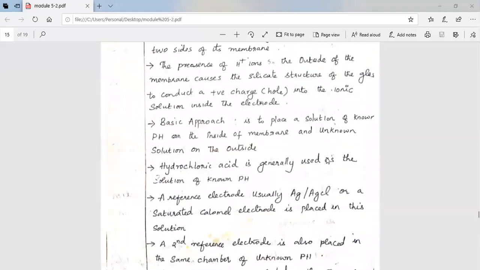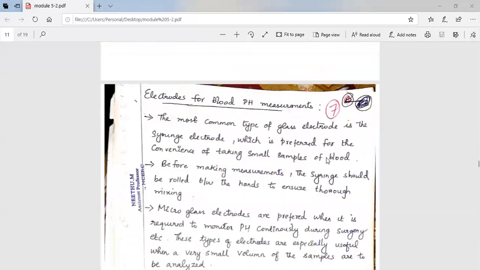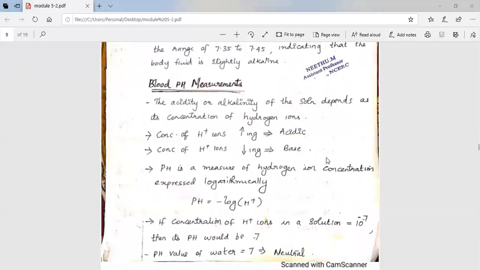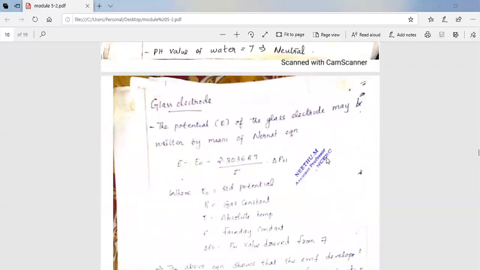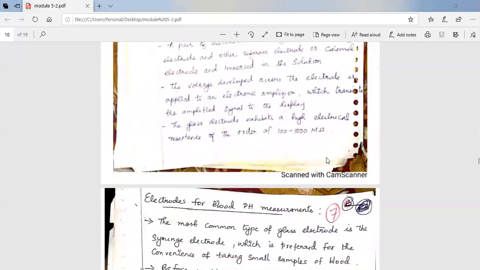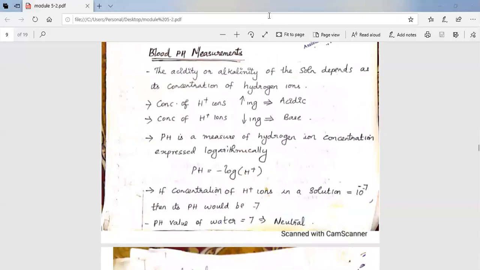So, in blood gas analysis, this is one of the most important topics. In this blood gas analysis, we just covered the measurement of blood pH, the partial pressure of oxygen, and the partial pressure of carbon dioxide. Okay. Thank you.